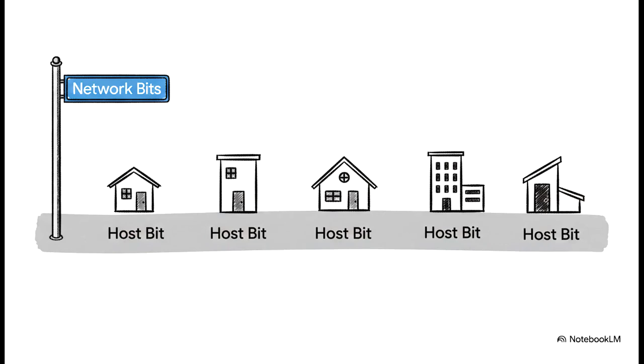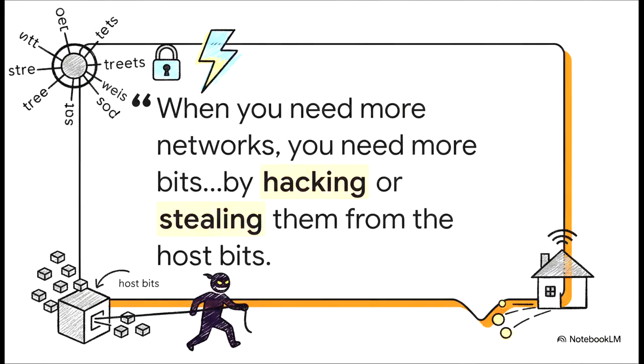To really get this, you need to know that every IP address is made of 2 parts. You've got the network bits. Think of that as the street name. It tells everyone which network or street you're on. Then you have the host bits. Those are like the house numbers on that street, identifying each individual device. And this right here is the absolute key to our entire mission.